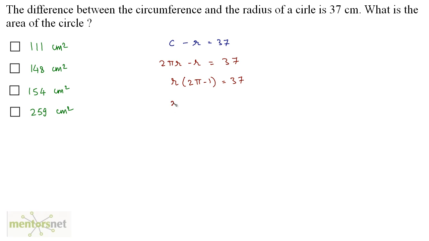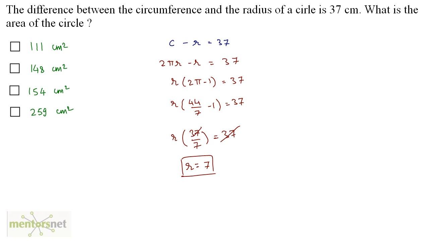and that is r into 2 pi, which is 2 into 22 by 7, that's 44 by 7, minus 1 is equal to 37. So r times 44 minus 7 by 7. So 44 minus 7 is 37 by 7 is equal to 37. So this gets cancelled out. r is equal to 7.